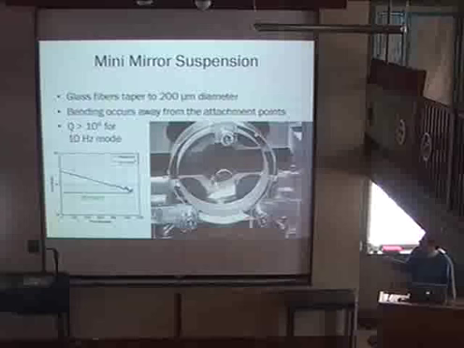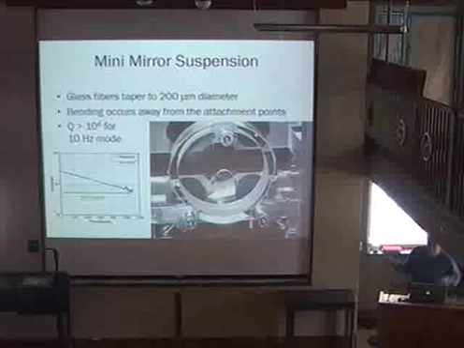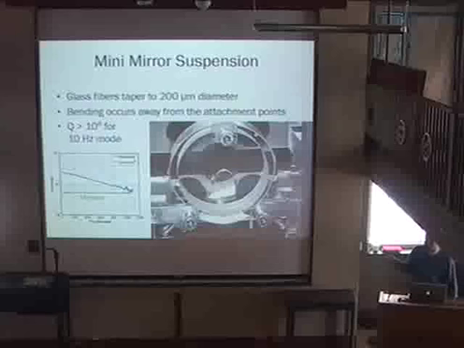I also want to point out here that as a result of tapering, there's a part down by the mirror that's untapered that we refer to as the ear, and what that's supposed to do is prevent any bending from happening here, and that's going to become important later in the talk, so I want to make sure you know that.